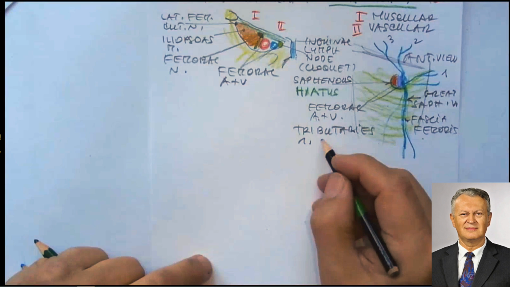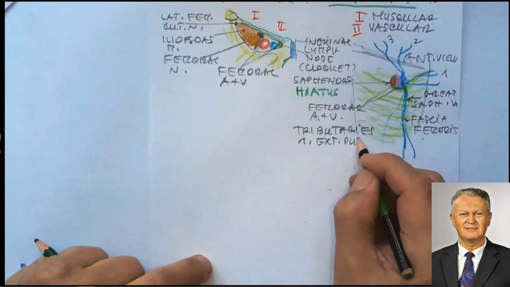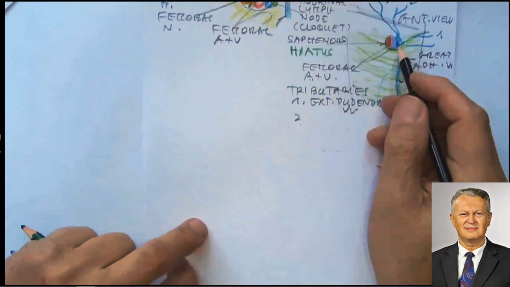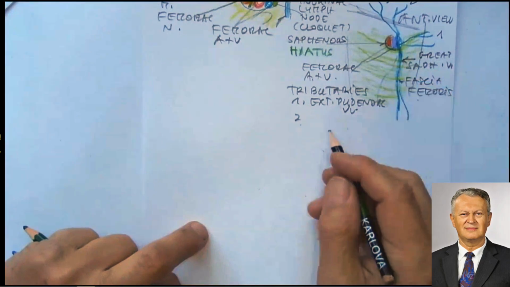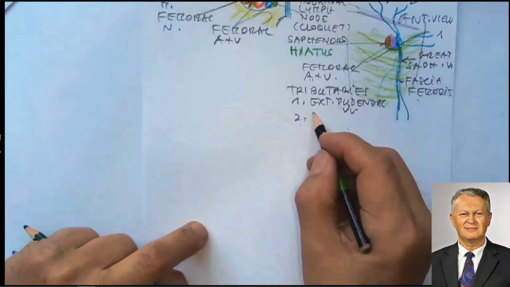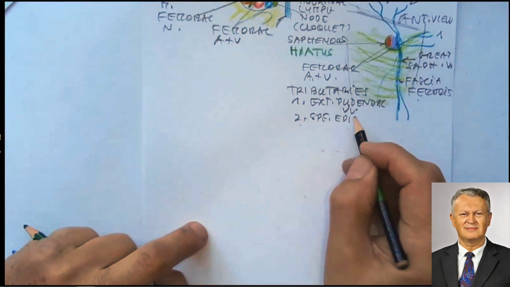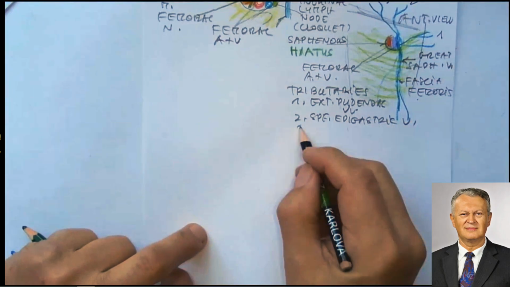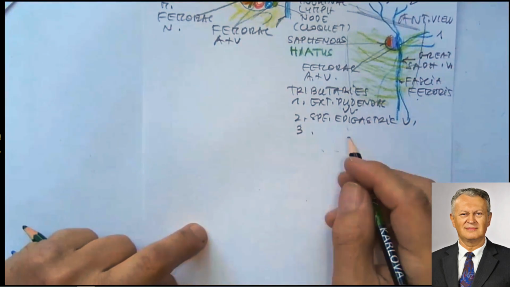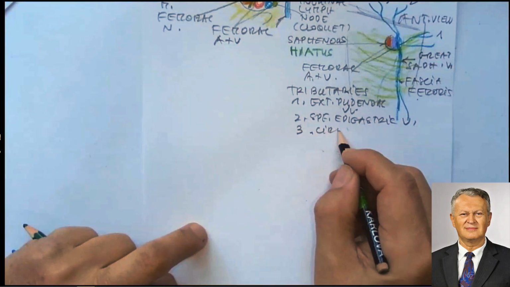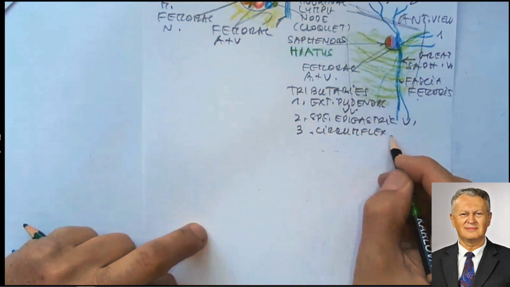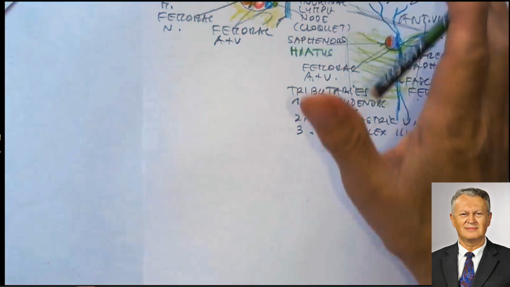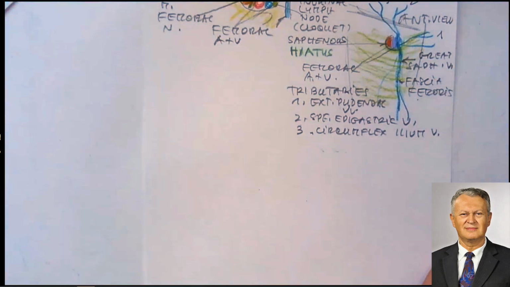Number 1 is the external pudendal veins. Number 2 is the superficial epigastric vein, from epigastrium. And number 3 is the superficial circumflex iliac vein. Sufficient. So we also see the anterior view, which is not bad to know.